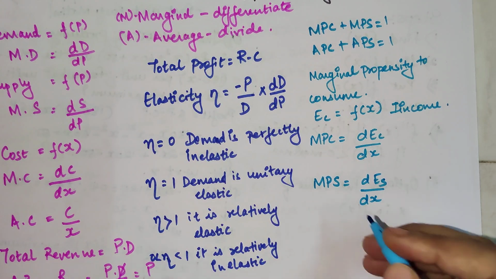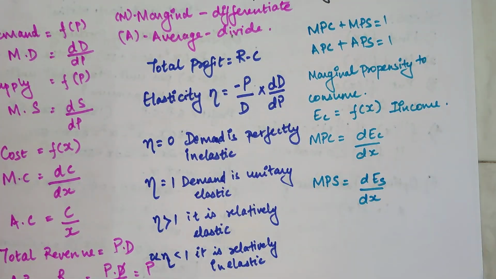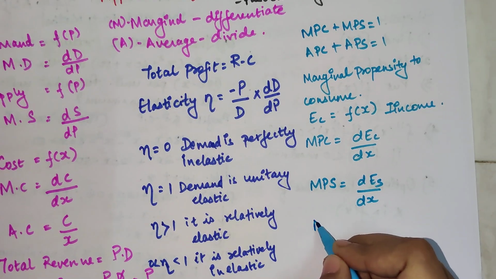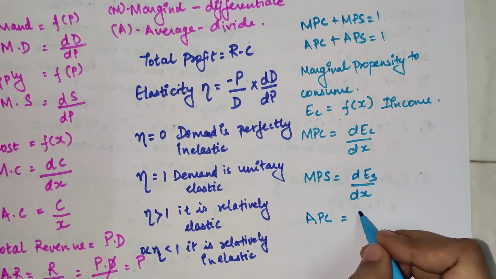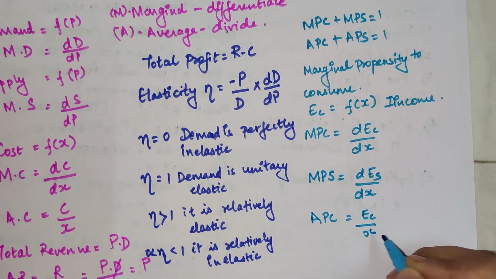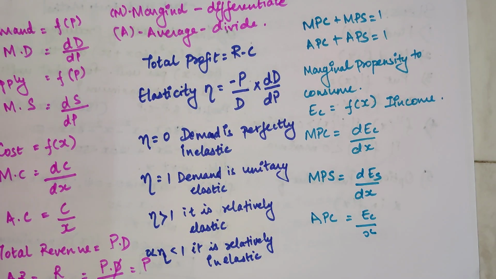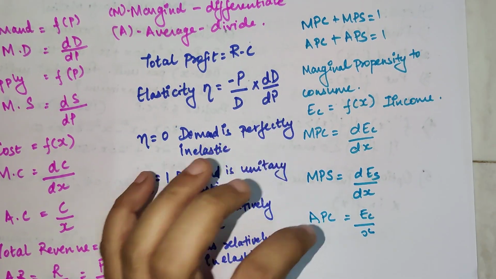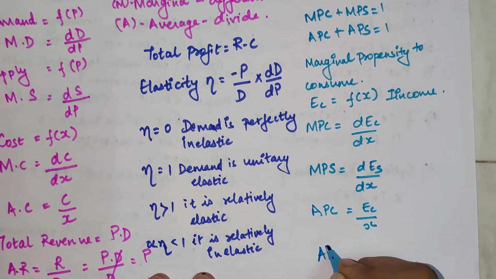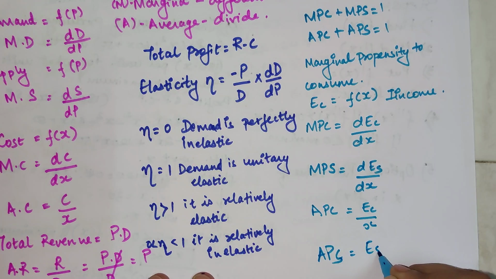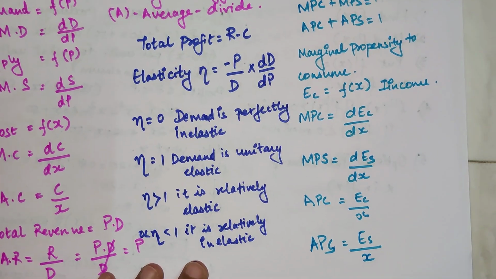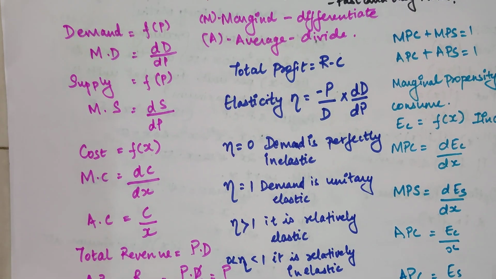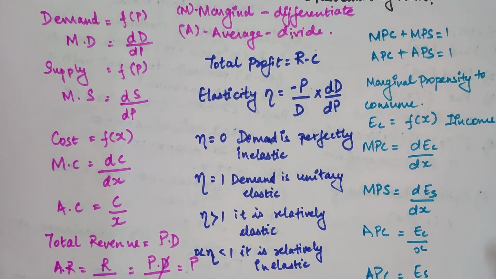And again, like I said, the word average itself says that you need to divide. So APC will be nothing but just dividing E of C by X. I'm just using X. In some of the questions, instead of X, they give you I as well. So that is very straightforward. I is nothing but income, and that is what we are differentiating with respect to, and in this case we are dividing. So now APS will be E of S divided by X. So here let me put this in the correct frame.